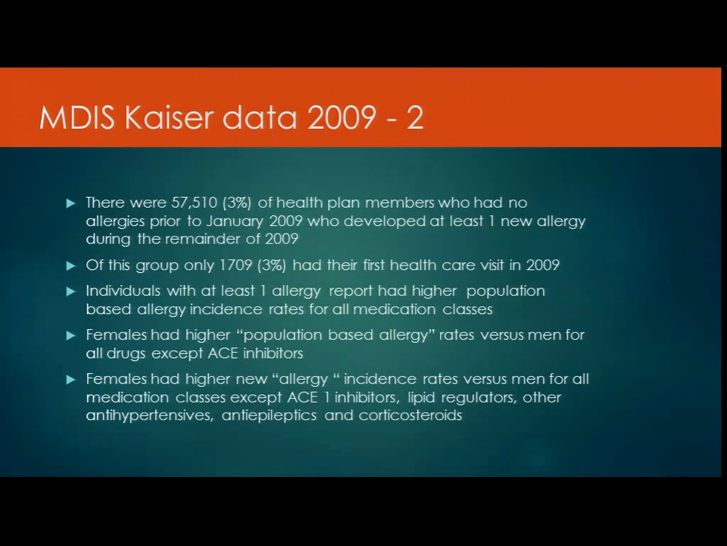They're usually on polypharmacy. They're not usually on a single drug or 2 drugs. They're on 5 or 6 drugs. Females, again, higher than males in every category except ACE inhibitors. And if you look at new allergies through the year 2009, females had a higher new allergy incidence versus men for every medication except for ACE inhibitors, lipid drugs, antihypertensives, antiepileptics, and corticosteroids. So this was new onset allergy during the year 2009 as the group they chose to study.